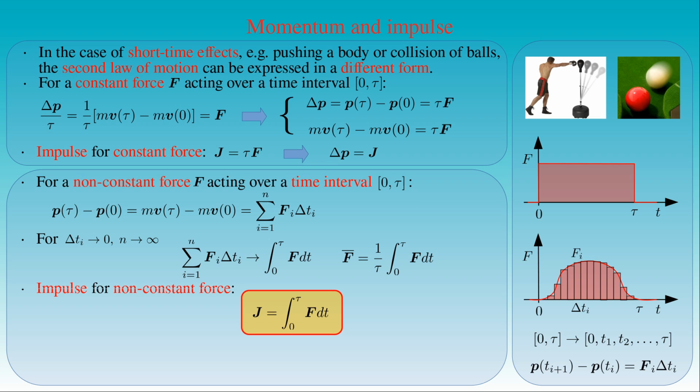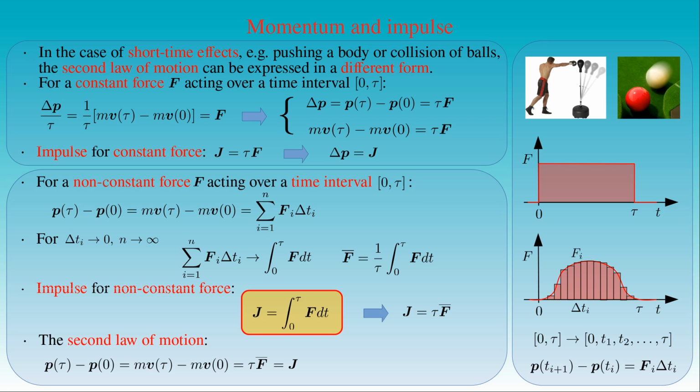It follows from the definitions that the impulse J acting on a body is equal to the time interval tau times the average force F bar exerted on the body over the time interval. As a result, the second law of motion states that the momentum p at the time tau minus the momentum p at the initial time 0, that is the mass m times the velocity v at the time tau minus the mass m times the velocity v at the initial time 0, is given by tau times the average force F bar, which is equal to the impulse J by definition.